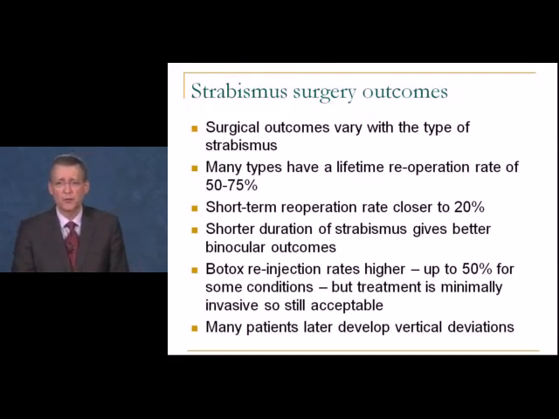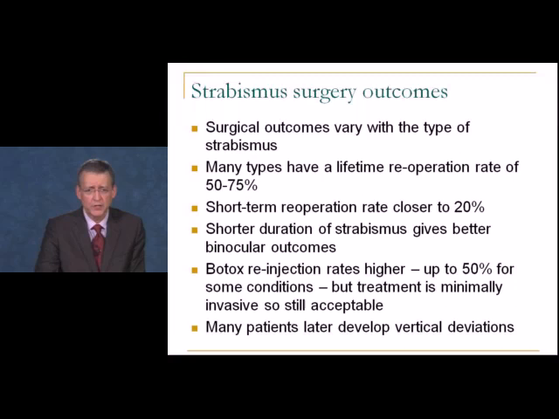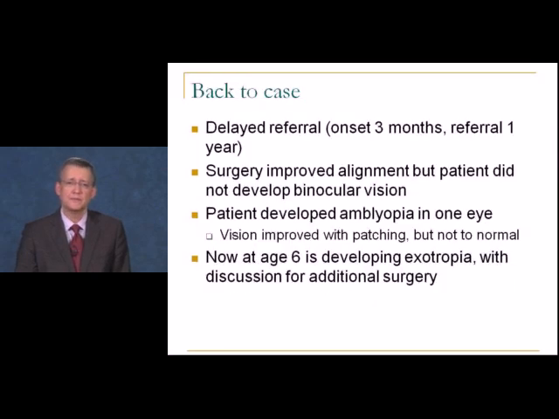The short-term reoperation rate, I usually cite about a 20% reop rate when I talk to parents. But it is clear that the shorter the duration of the strabismus, the better your binocular outcome is going to be. So we like to get them in treatment. The Botox re-injection rates are higher, but again, it's minimally invasive, so it's, for many people, more acceptable. And as I just mentioned, the vertical deviations.